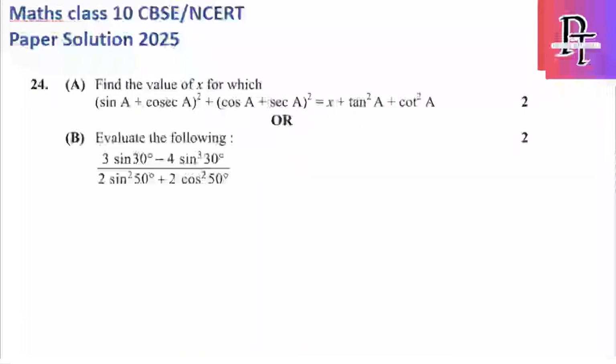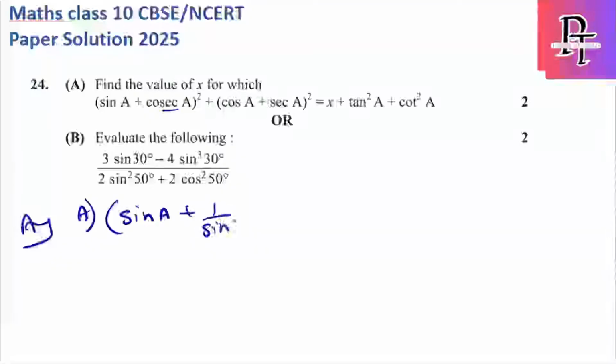24th question. So here we have two options, either A or B you have to solve. Let's solve one by one, and always remember, whichever you're confident in, you have to solve it first. Okay, so first I will solve the A part now. It's cosecant. So for cosecant I will write it as 1 by sine. Okay, so the first step is (sin A plus 1 by sin A) whole square plus (cos A plus 1 by cos A) whole square.